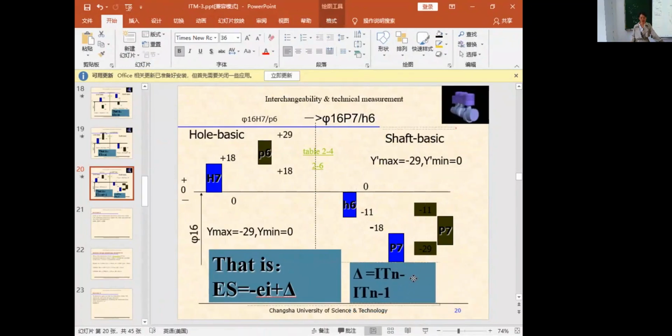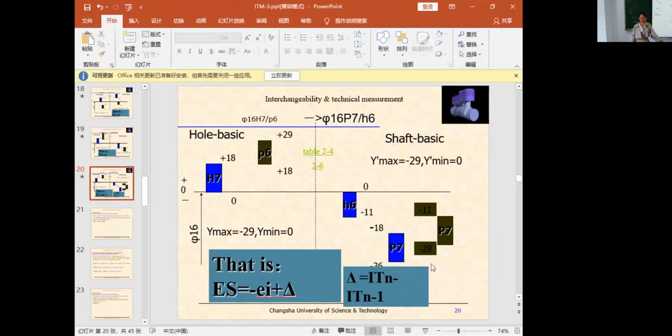That is why when the grade is lower than 7, you should add a delta in order to make sure that they have the same fit. Okay.